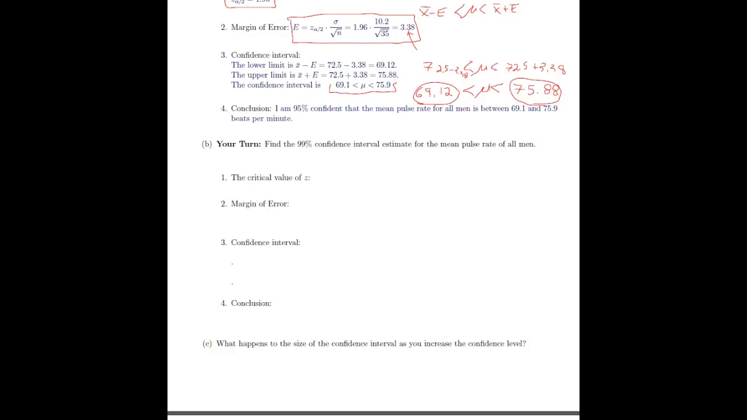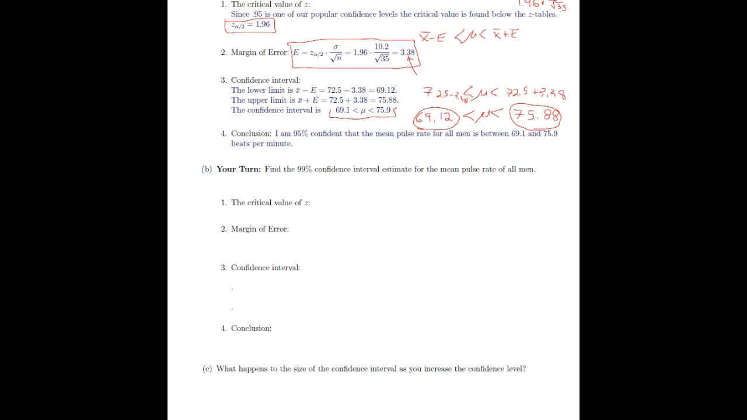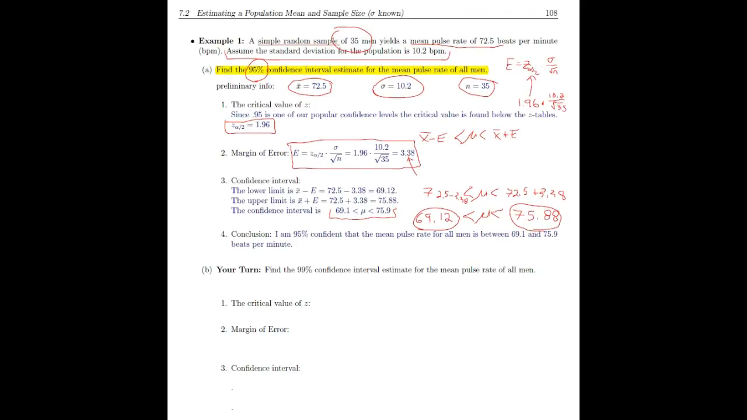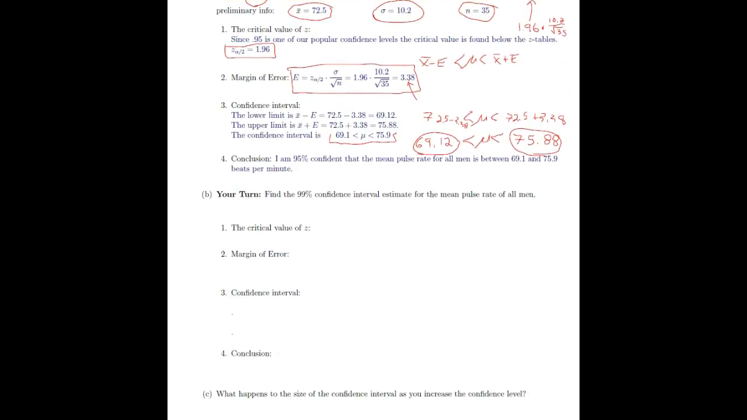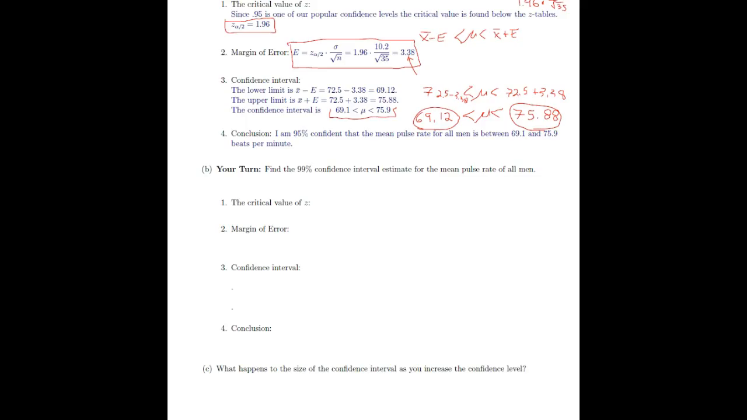Try this example right here. Part B, which is finding the 99% confidence interval estimate for the mean pulse rate of all men, which comes from the same data at the beginning of example 1. So go ahead, pause the video, give it a try, and then when you resume, you can see my work and see if yours matches up.